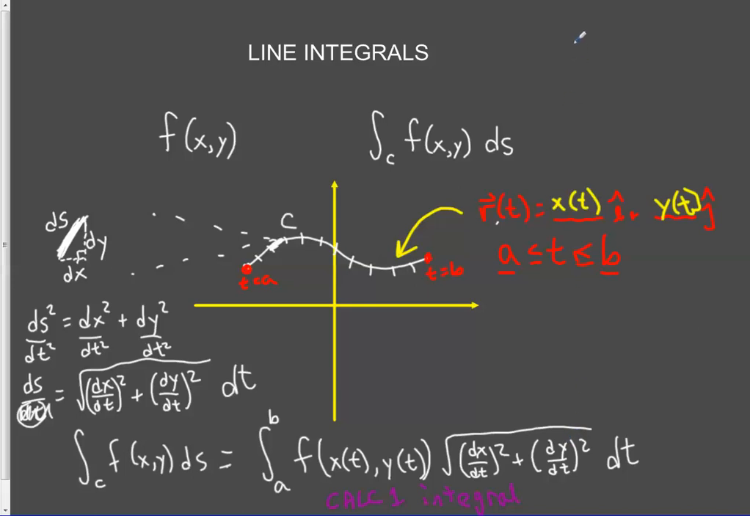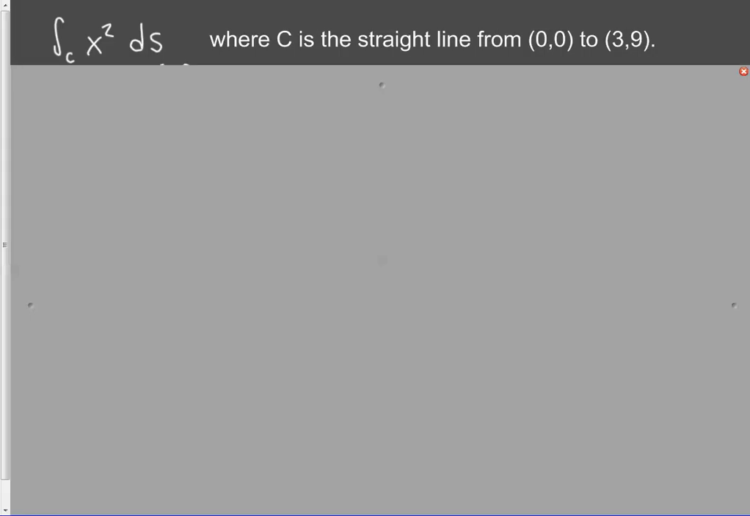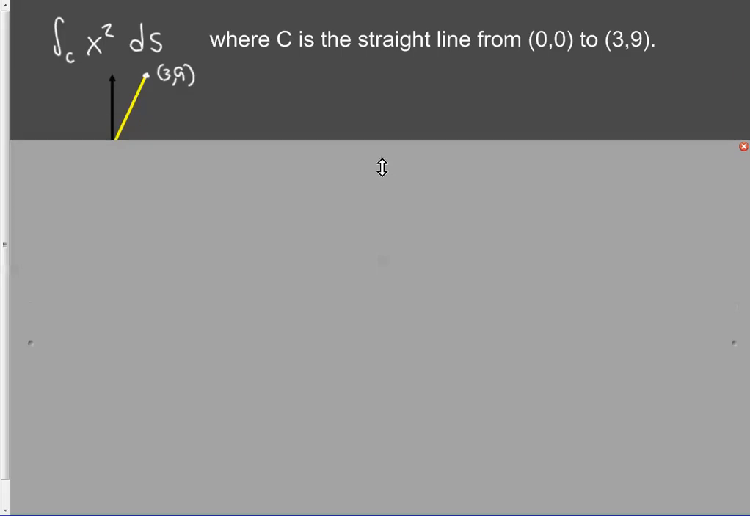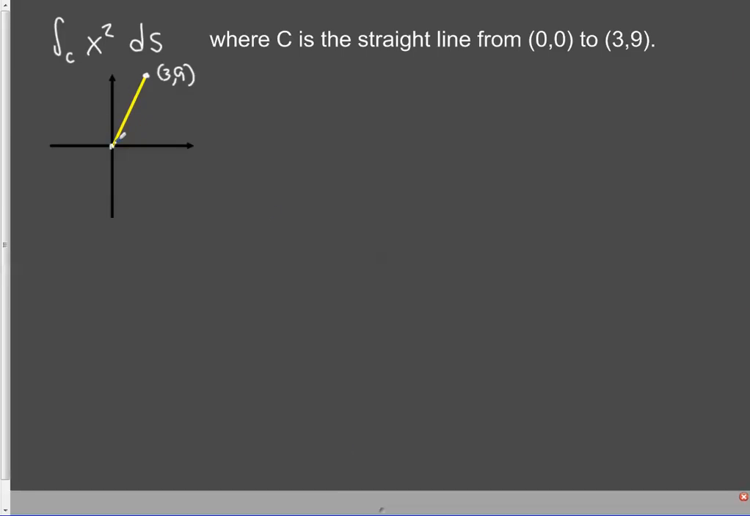Let's see one example in practice. Your textbook will have lots more examples. Let's look at this example. Suppose we're going to integrate x squared over the curve C with respect to arc length, where C is the straight line from 0, 0 to 3, 9. So let's look at the picture of this curve. It's just a little line segment. It goes from 0, 0 up to 3, 9.